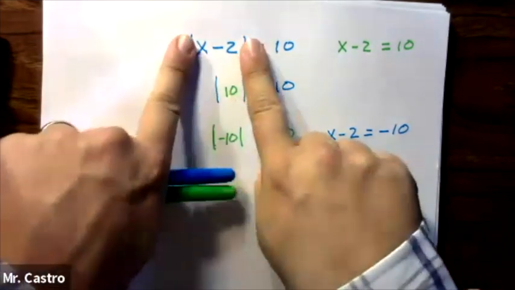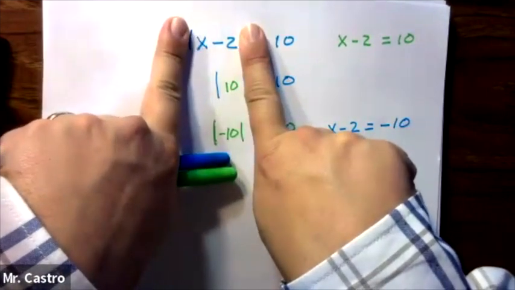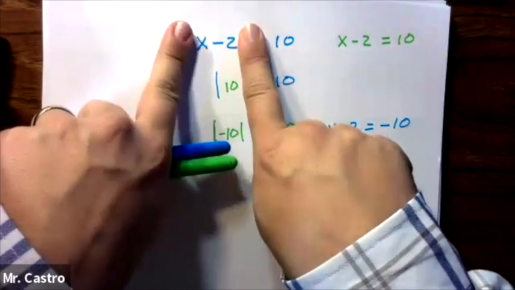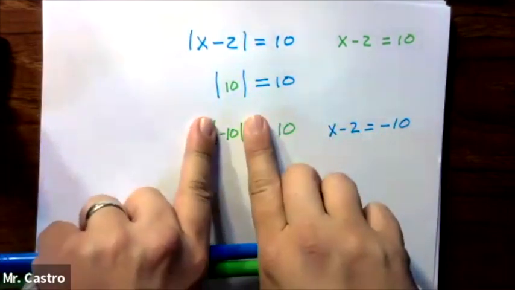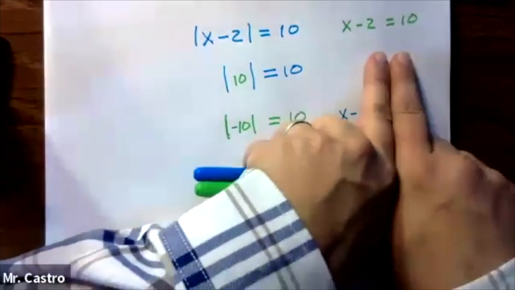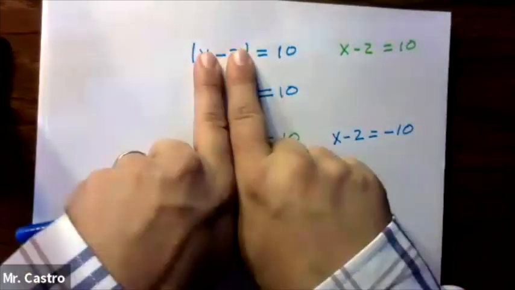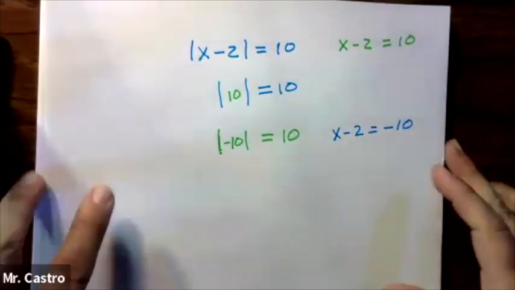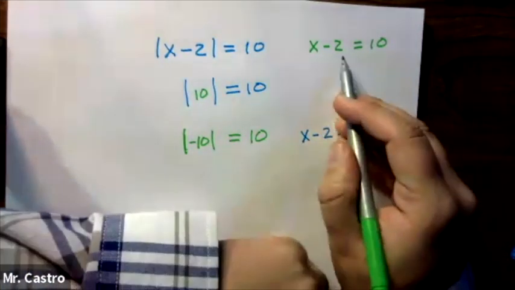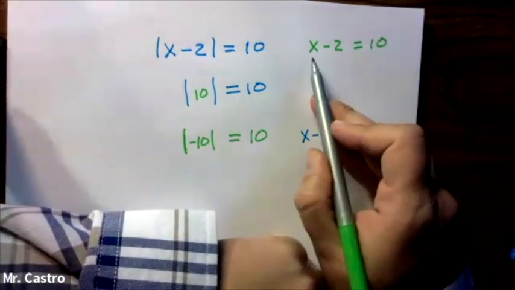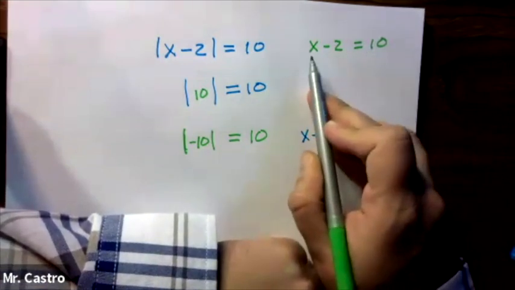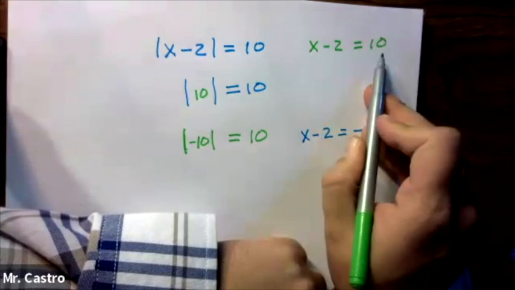Okay? The x minus 2 right there can either be 10 and give me 10, or that x minus 2 can be negative 10, so that when I take the absolute value, it's 10. So the x minus 2 can either be 10, or the x minus 2 can be negative 10. So here, x minus 2 is 10. Well, that's obviously 12, right? Just logically looking at that. What number do I need to have here to where I take away 2 and it becomes 10?